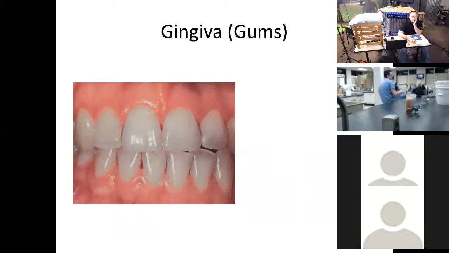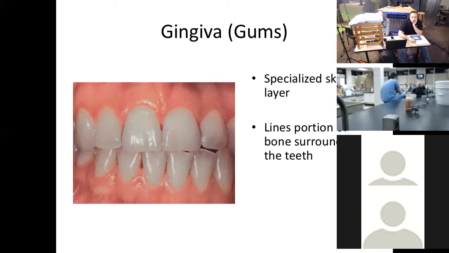The next thing we're going to talk about is the gingiva, which most people just refer to as the gums. The gingiva is really a specialized skin layer that lines the inner part of the jaw and deeper portions of the teeth. So it acts as a barrier to protect deeper structures and to keep the teeth in place.